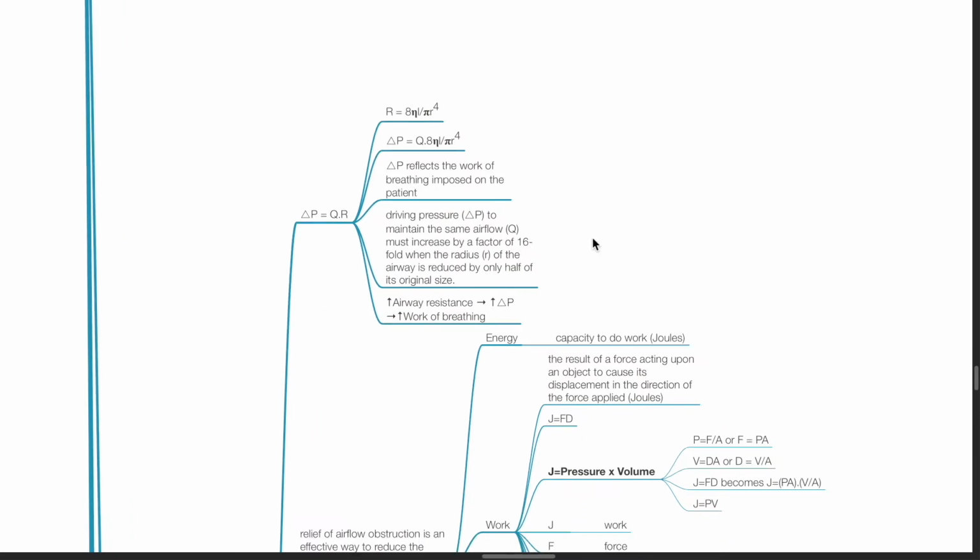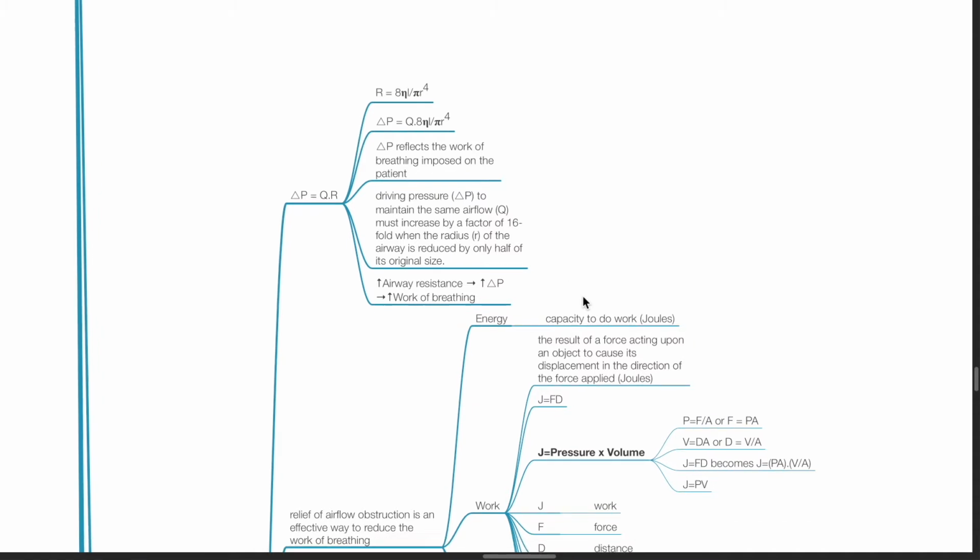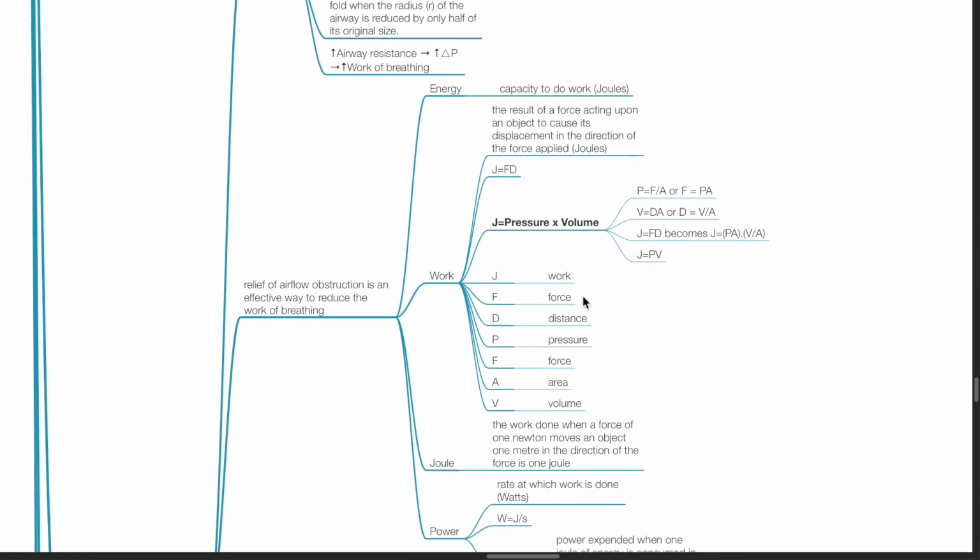Driving pressure, delta P, to maintain the same airflow Q must be increased by a factor of 16-fold when the radius R of the airway is reduced by only half of its original size. Increased airway resistance results in increased driving pressure and increased work of breathing. Relief of airflow obstruction is an effective way to reduce the work of breathing.